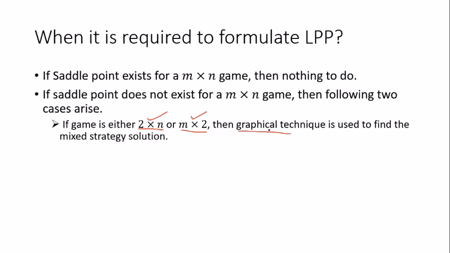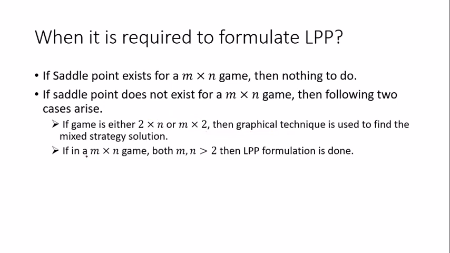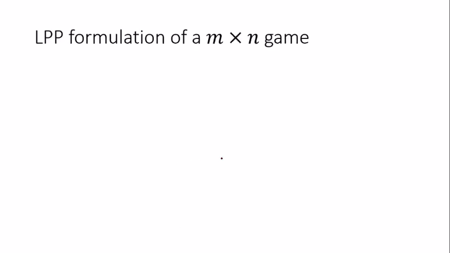So we are left with this case. What will happen if it is an m cross n game and both m and n are strictly greater than 2? Then we have to do the LPP formulation. So it's clear now when we are supposed to do the LPP formulation: the saddle point does not exist, and both m and n are strictly greater than 2.